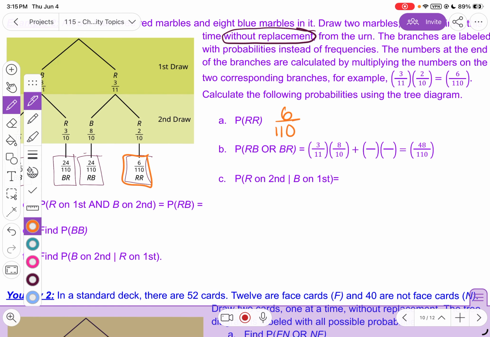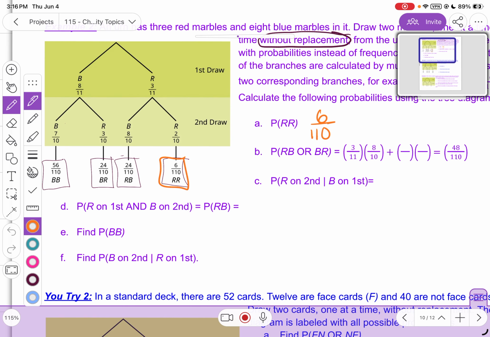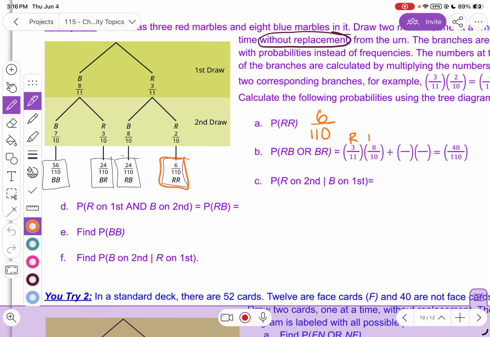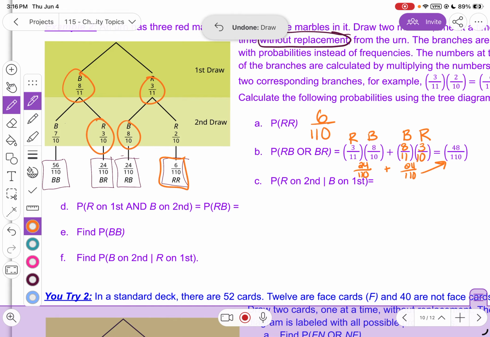Probability of red, blue, or blue, red. So this one, they already gave me red, blue. They said 3/11 times 8/10. So let's do blue, red. Blue is 8/11. Then red would be 3/10. If you multiply those together, you get 24 over 110 plus 24 over 110, which gives us 48 over 110. All right.